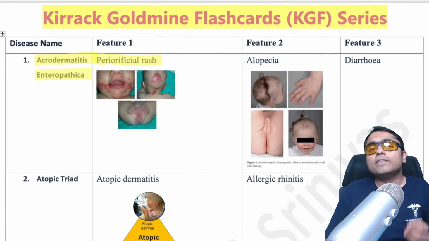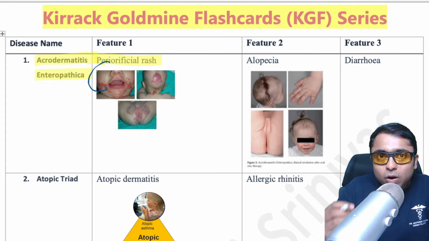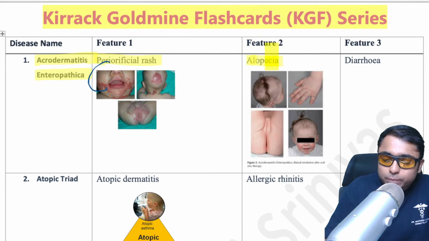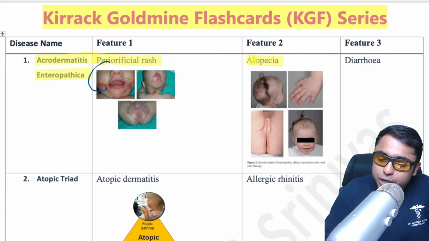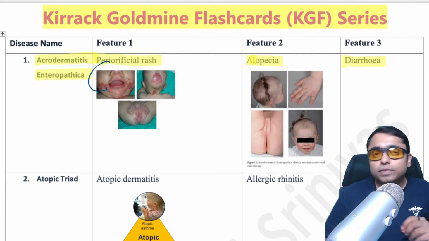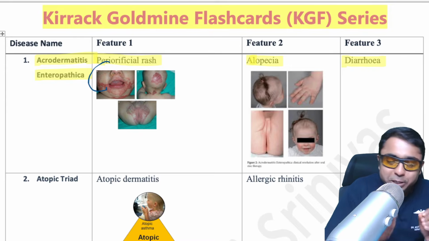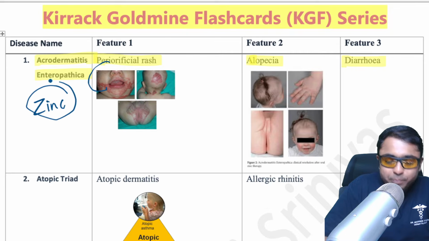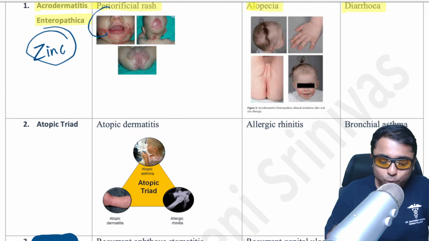So periorificial dermatitis will be seen. As you can see here, all the orifices are going to have some kind of eczematous skin changes, and there's going to be loss of the hair over the scalp, so it is called alopecia, and there's going to be complaints of diarrhea. This is the triad we are going to see in acrodermatitis enteropathica, and if you have marked the answer in the comments as zinc, absolutely correct. Yes, zinc deficiency is associated with acrodermatitis enteropathica.